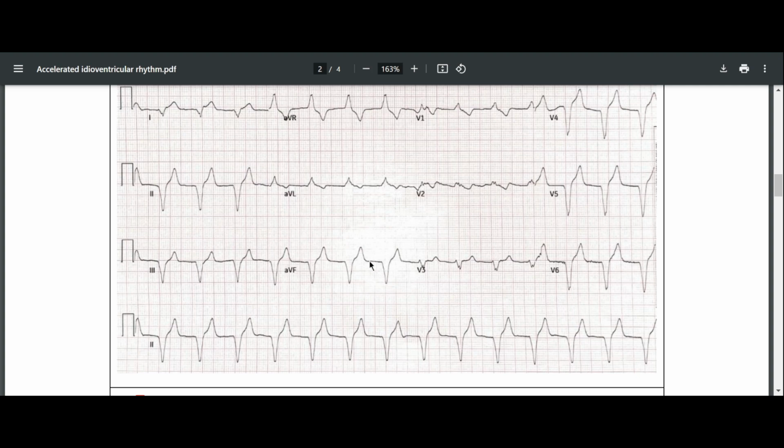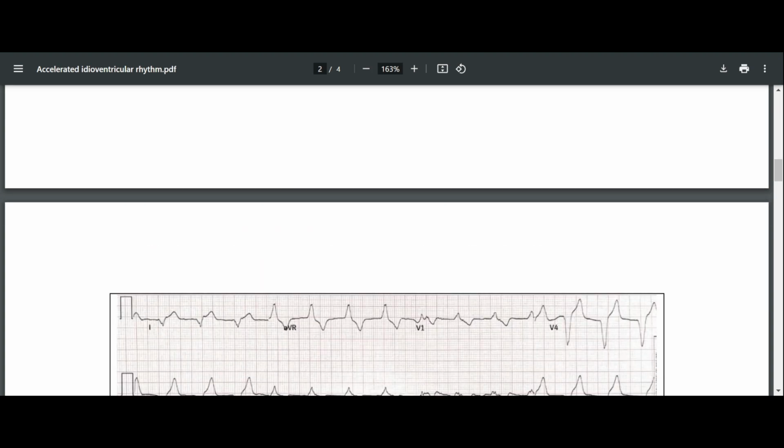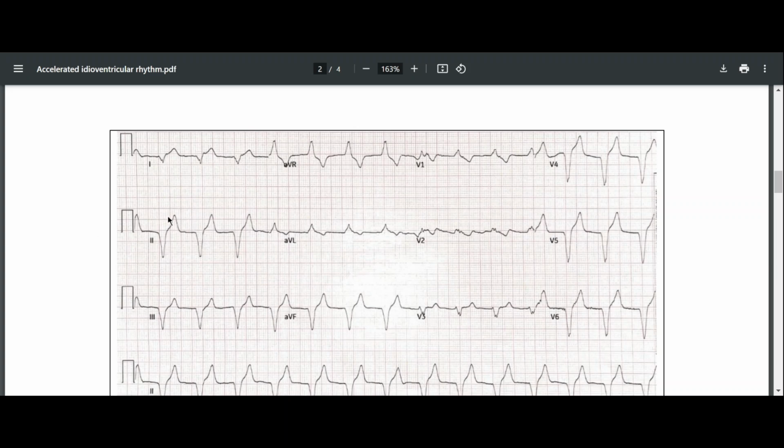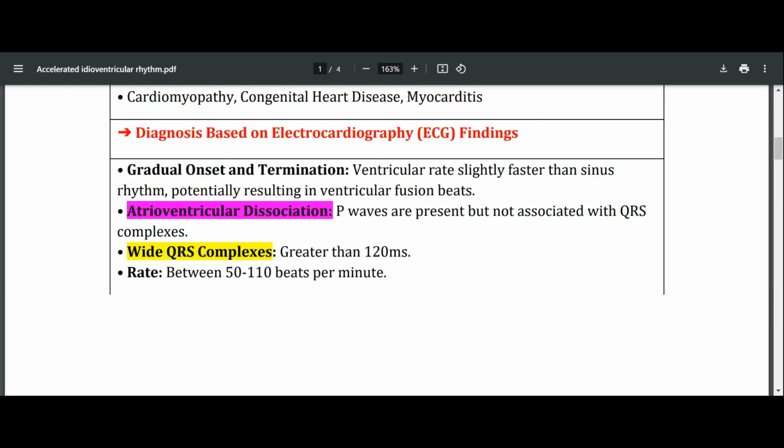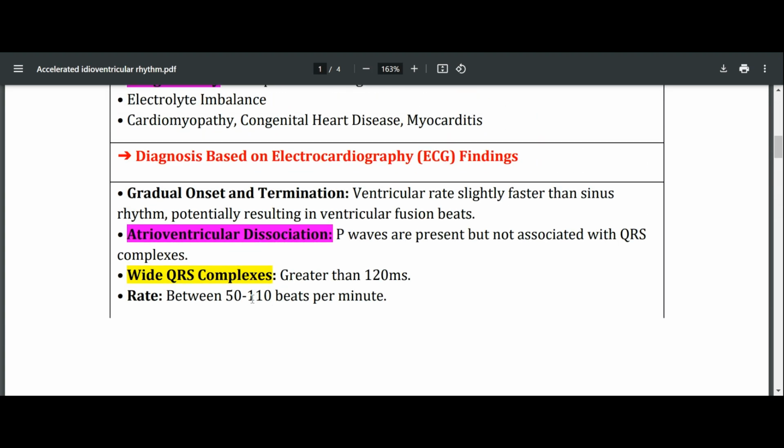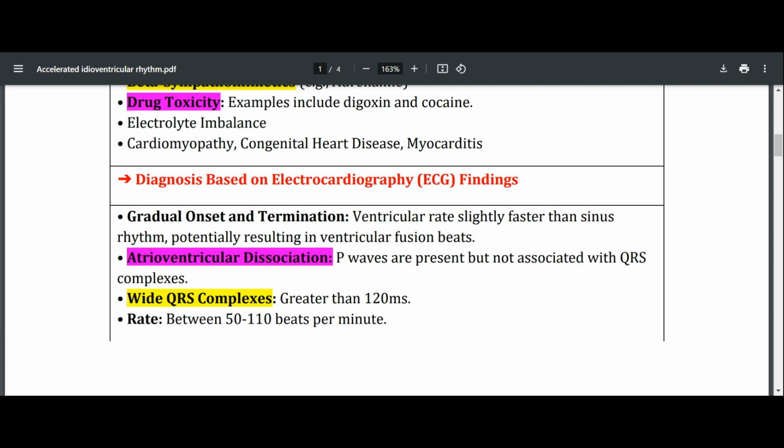As you can see here, there are wide QRS complexes, and there is a P wave, but there is no association between the P wave and the QRS complex. And the rate is, like I have mentioned earlier, between bradycardia and ventricular tachycardia, around 50 to 110 beats per minute.